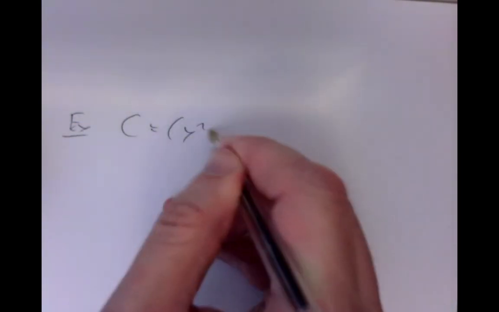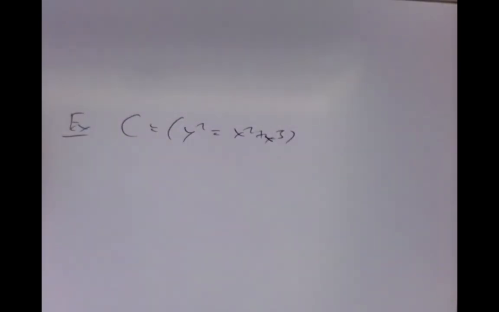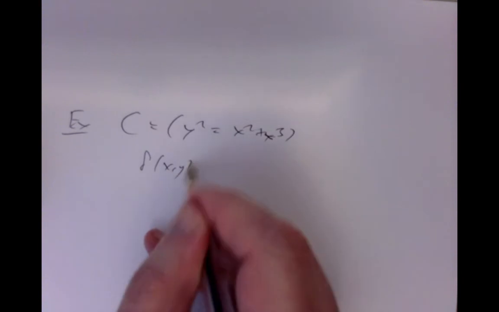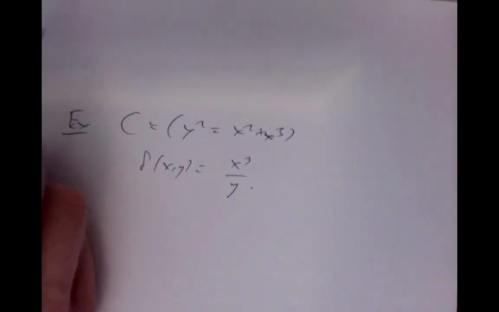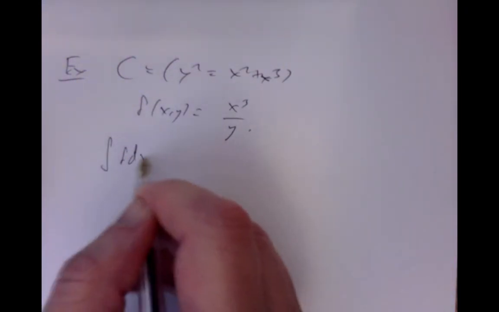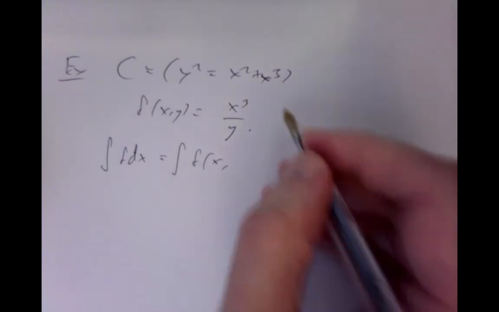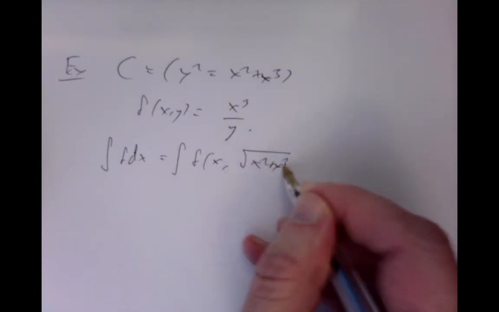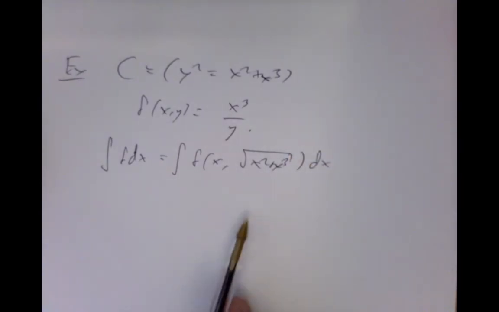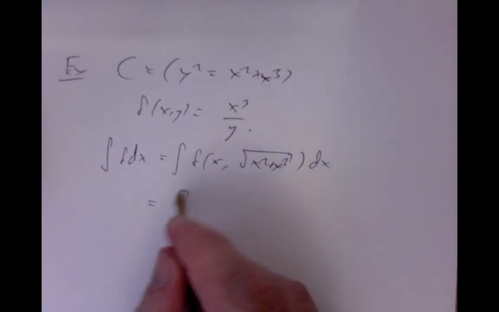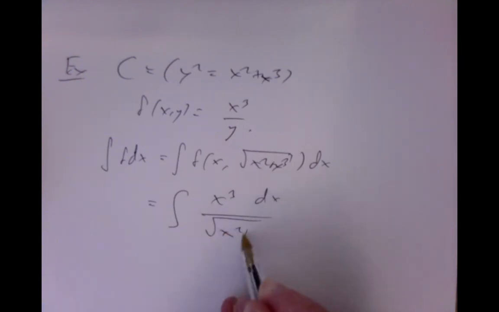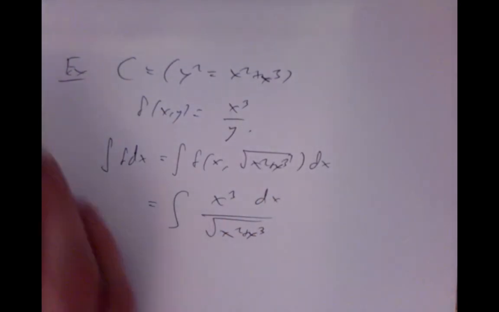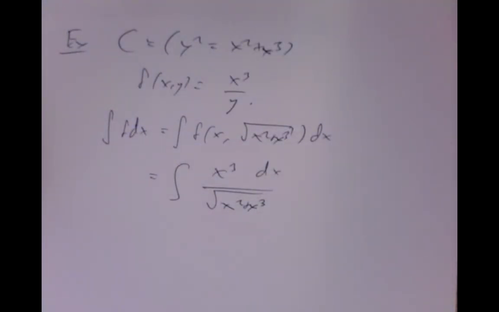So if we go back to our favorite example again, our curve is y squared is x squared plus x cubed. We even saw how to solve for all the points on that curve, and we could find them all explicitly. Let's just, for simplicity, take f of x and y to be x cubed over y. It's a rational function. It doesn't have to be a nice smooth function. It can have terrible singularities, and that's fine. Then the integral of that function dx, where y is plus or minus the square root of x squared plus x cubed, is the integral of x cubed dx divided by the square root of x squared plus x cubed. That looks pretty awful, a pretty nasty integral to try and do. But how nasty is it really?